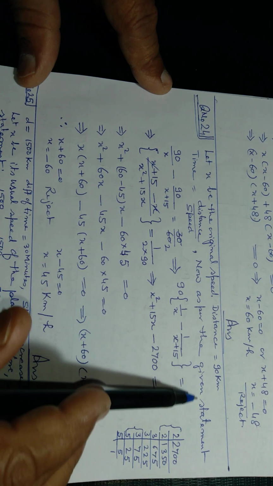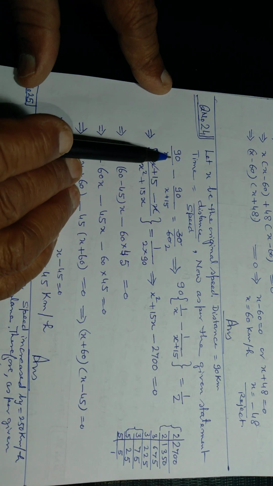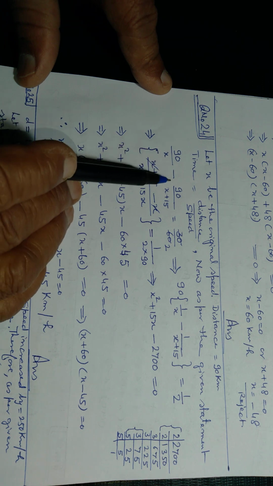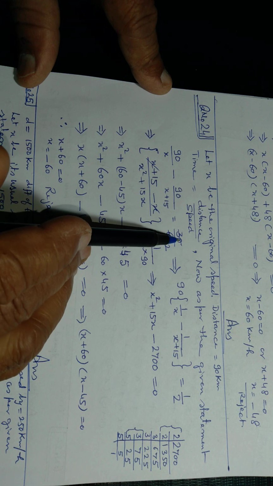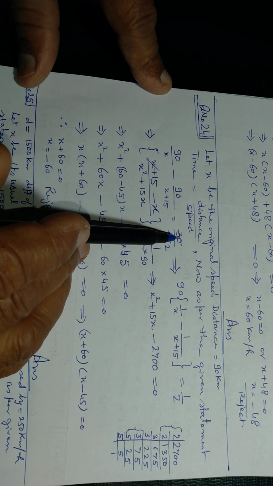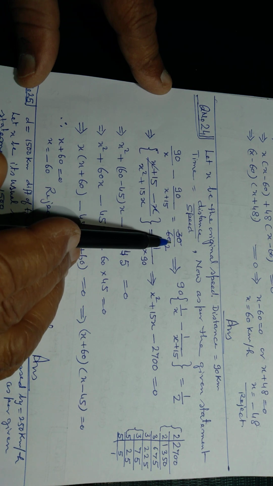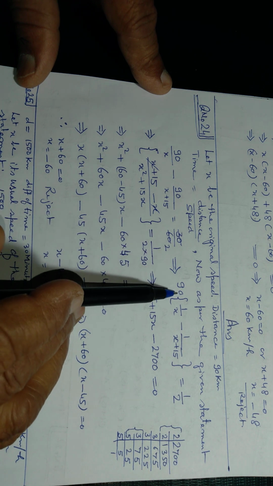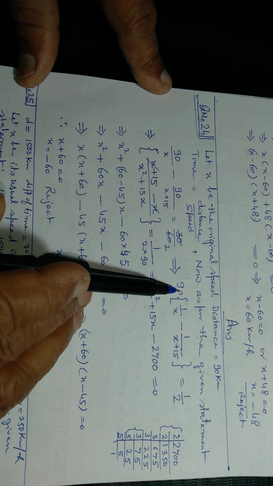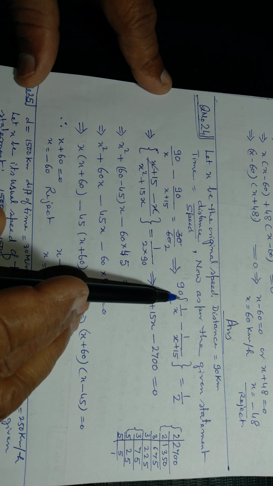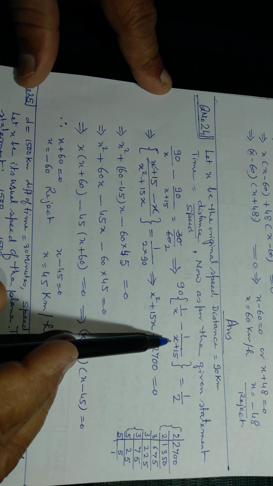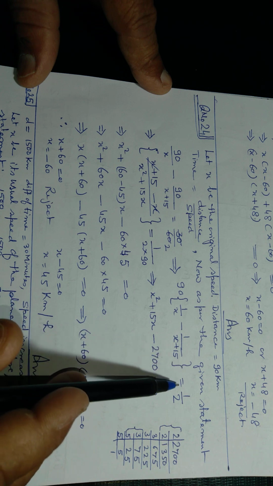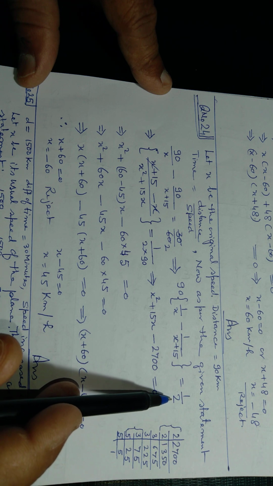Now, as per the given statement, I have written here 90 by x minus 90 by x plus 15 is equal to, this 30 minutes is given already, so 30 divided by 60, that is 1 by 2 hours. So take out 90 common, and inside the bracket we will get 1 upon x minus 1 upon x plus 15, bracket closed, will be equal to 1 by 2.